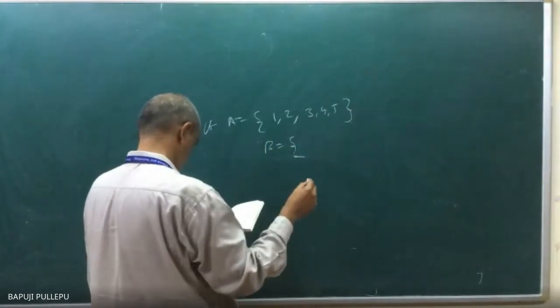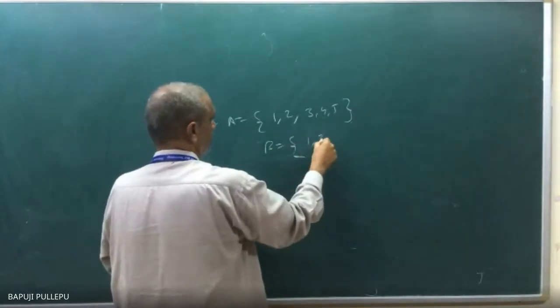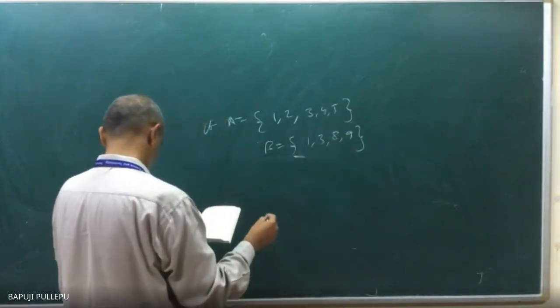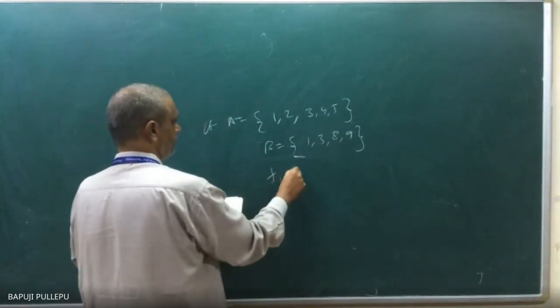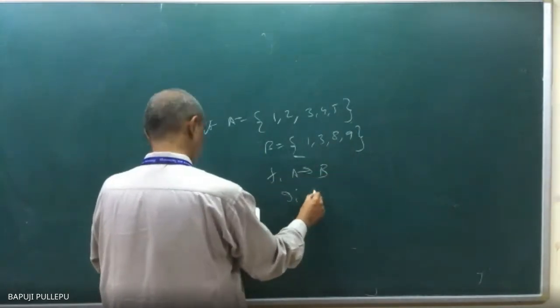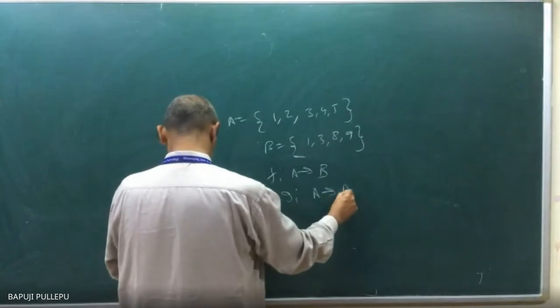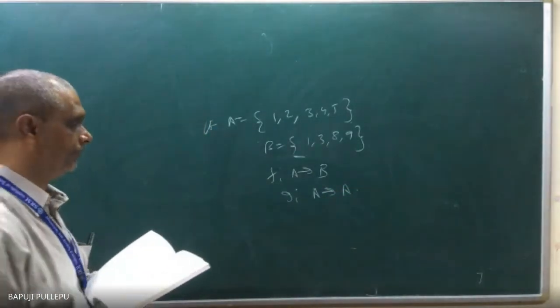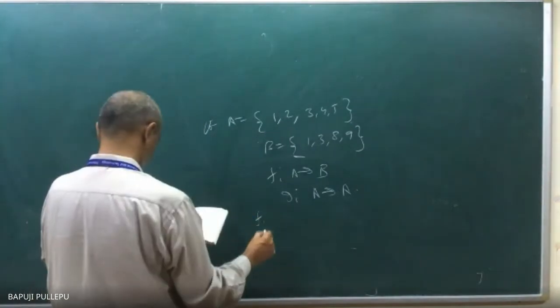B is equal to 1, 2, 3, 8, 9. Then F maps A to B, and G maps A to A are defined. Relations E is only given, you don't worry. F is given.